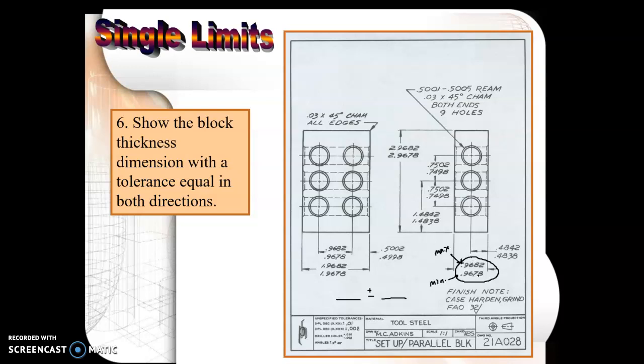This is what I was talking about earlier. We would want to take the average of these two values. If we add them together and divide by 2 to find their average, we would get 0.9680. And then the maximum amount minus that average is 0.0002. So this is the dimension with a bilateral tolerance. This is what we're used to seeing. If we took that and added 0.0002, we would get 0.9682. And if we subtracted 0.0002 from this dimension, we would get 0.9678. So those are two equivalent ways of writing the same information. This is with a dimension and a bilateral tolerance, and this is written with limits.